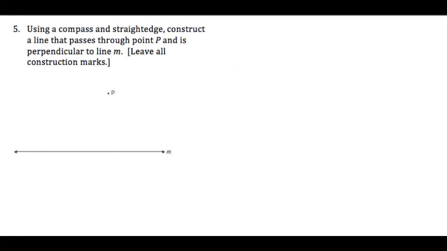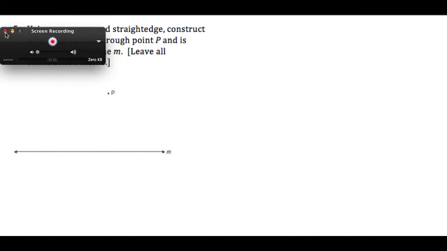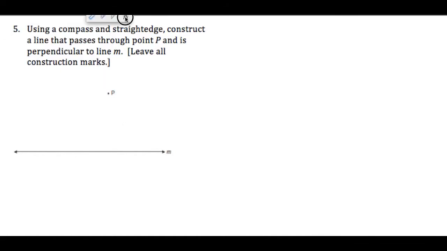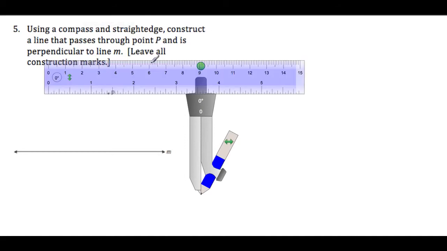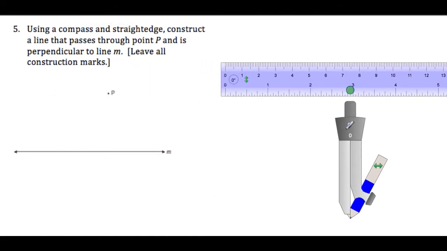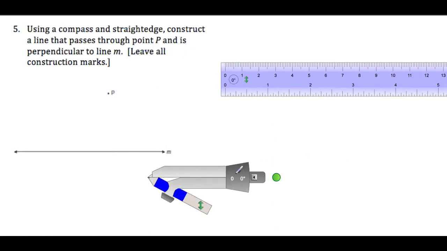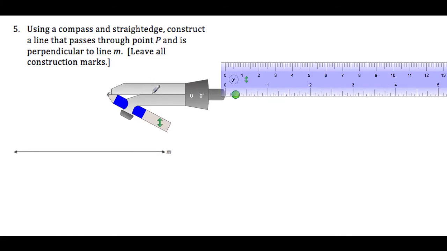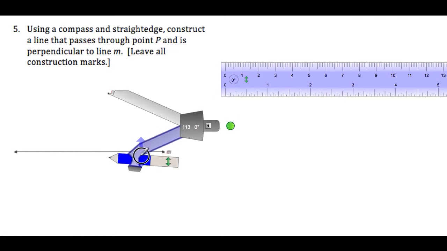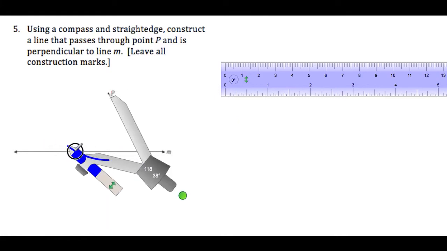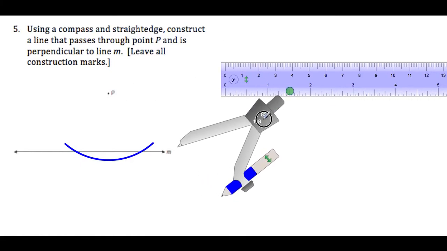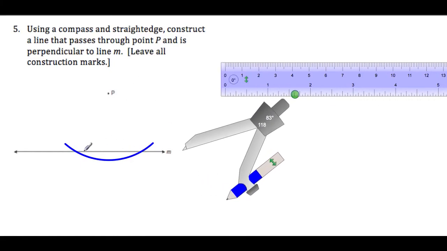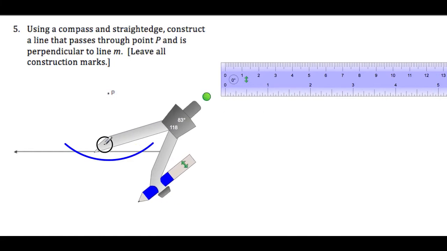Now, using a compass and a straight edge. First, what I need you to do is this. Bring your compass to the point, and you open up the compass a bit more than the given line, and draw an arc this way. Then you can consider these two as the endpoints of the line segment, just like earlier.